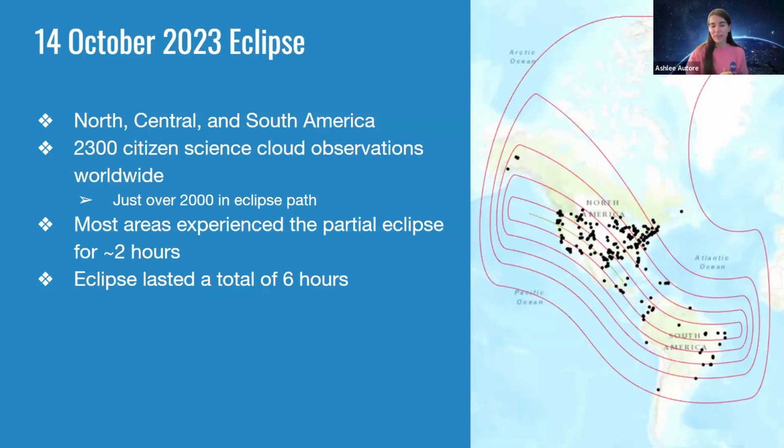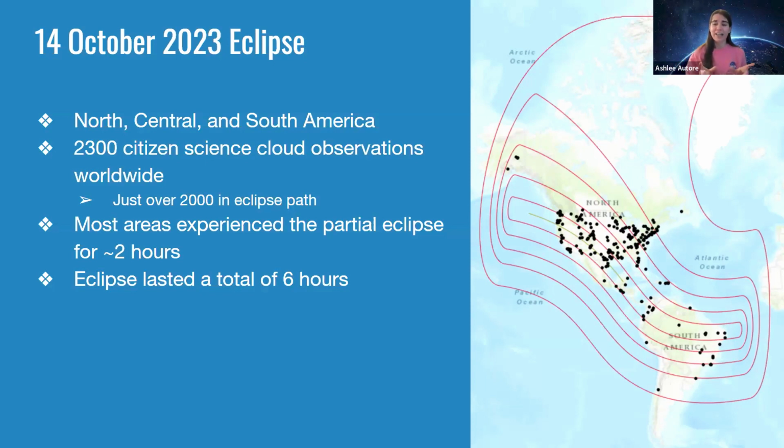GLOBE received 2,300 citizen science cloud observations worldwide, in more than just North and South America. We had some over in Europe too, which is really cool. But I only looked at the just over 2,000 observations that happened in the eclipse path. That image on the right shows where the eclipse was. The center path is in yellow, and you can kind of make out where that goes, where it started off in Oregon and exited through Brazil.